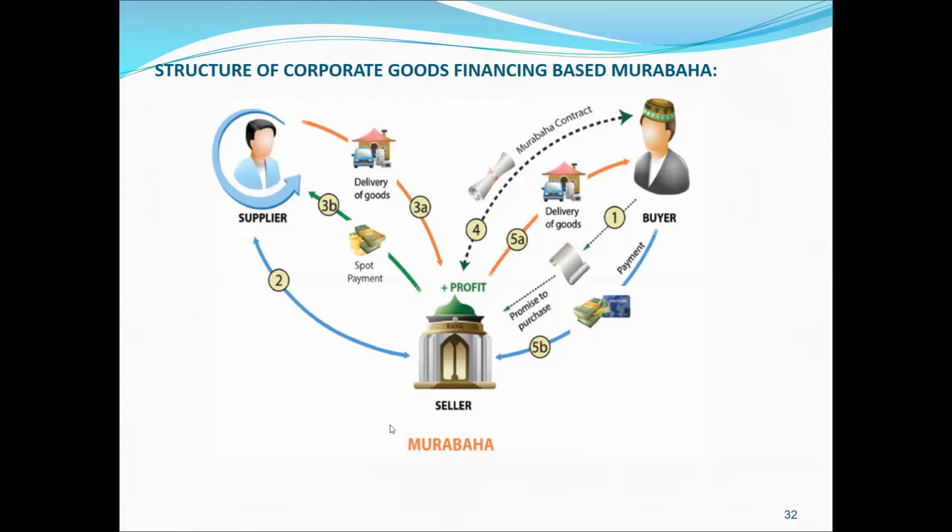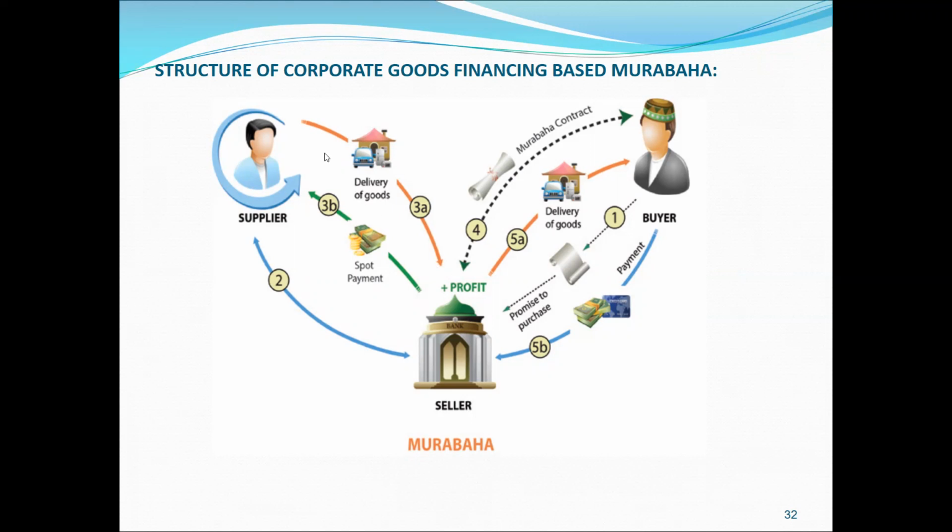Second, the Islamic bank gets in touch with the supplier, and the Islamic bank here makes a spot payment. The supplier delivers the goods. Once the spot payment takes place, they deliver the goods. These things happen at the same time, delivering the goods and making the payment. But if it's abroad, the payment is done through the partner of the Islamic bank.